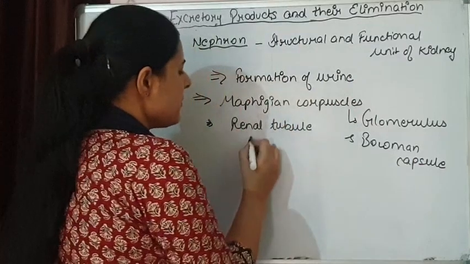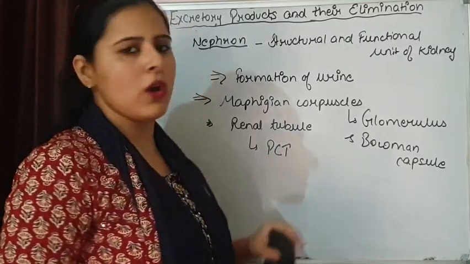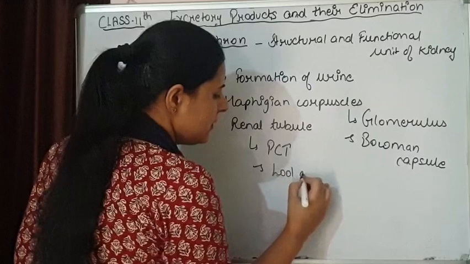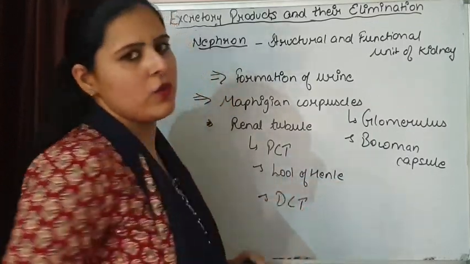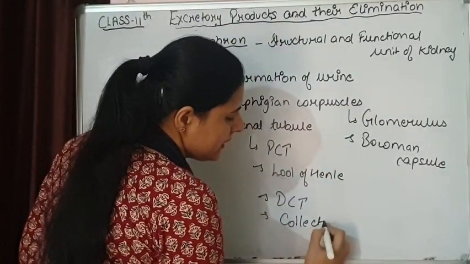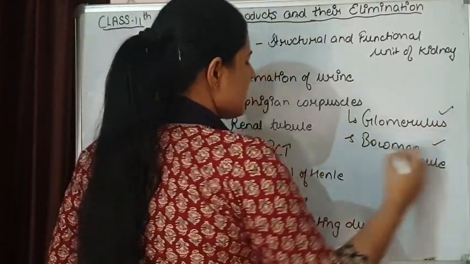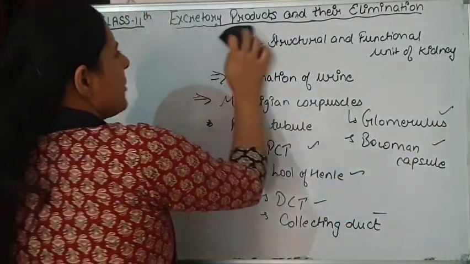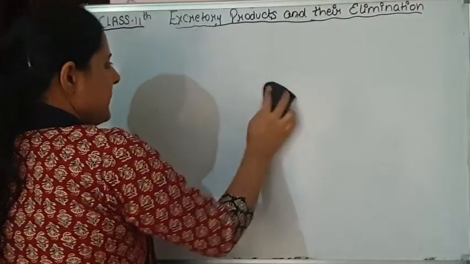And there are lots of components of renal tubule, that is PCT, proximal convoluted tubule, a loop of Henle, and DCT, distal convoluted tubule, which is finally going to enter into the collecting duct. So, we need to understand these structures one by one. So, let's discuss each and every part of nephron. The first one is glomerulus.